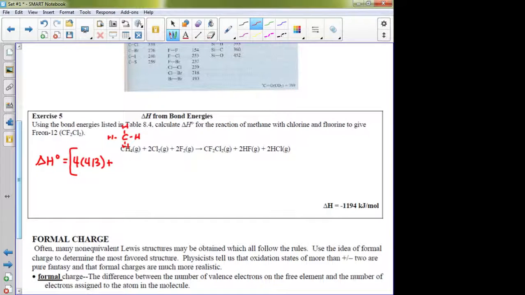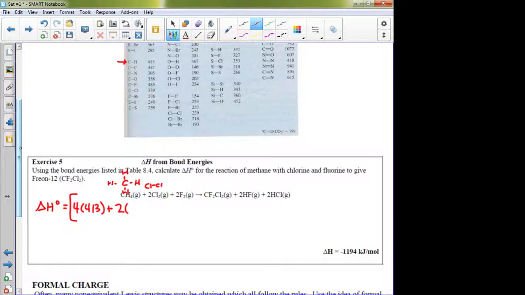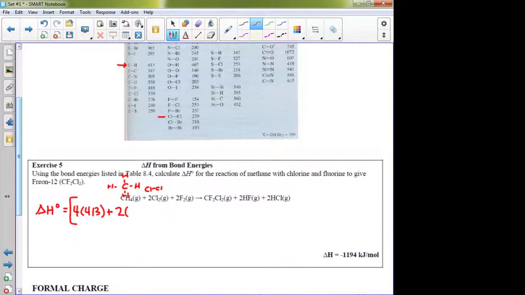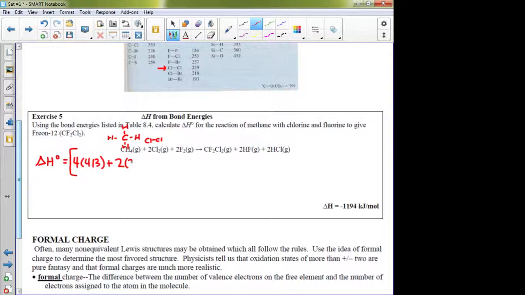Plus Cl2, that would just be a chlorine bonded to a chlorine, right? So that's only one bond, but how many of those molecules do I have? 2. So I'm going to have to multiply that by 2. And I find a chlorine-chlorine bond, somebody help me out, there we go. 239. Plus F2, that would just be fluorine to fluorine. But since I have 2 of them, I have to multiply it by 2. So fluorine to fluorine is 154. And those are all of my reactants. We see it?